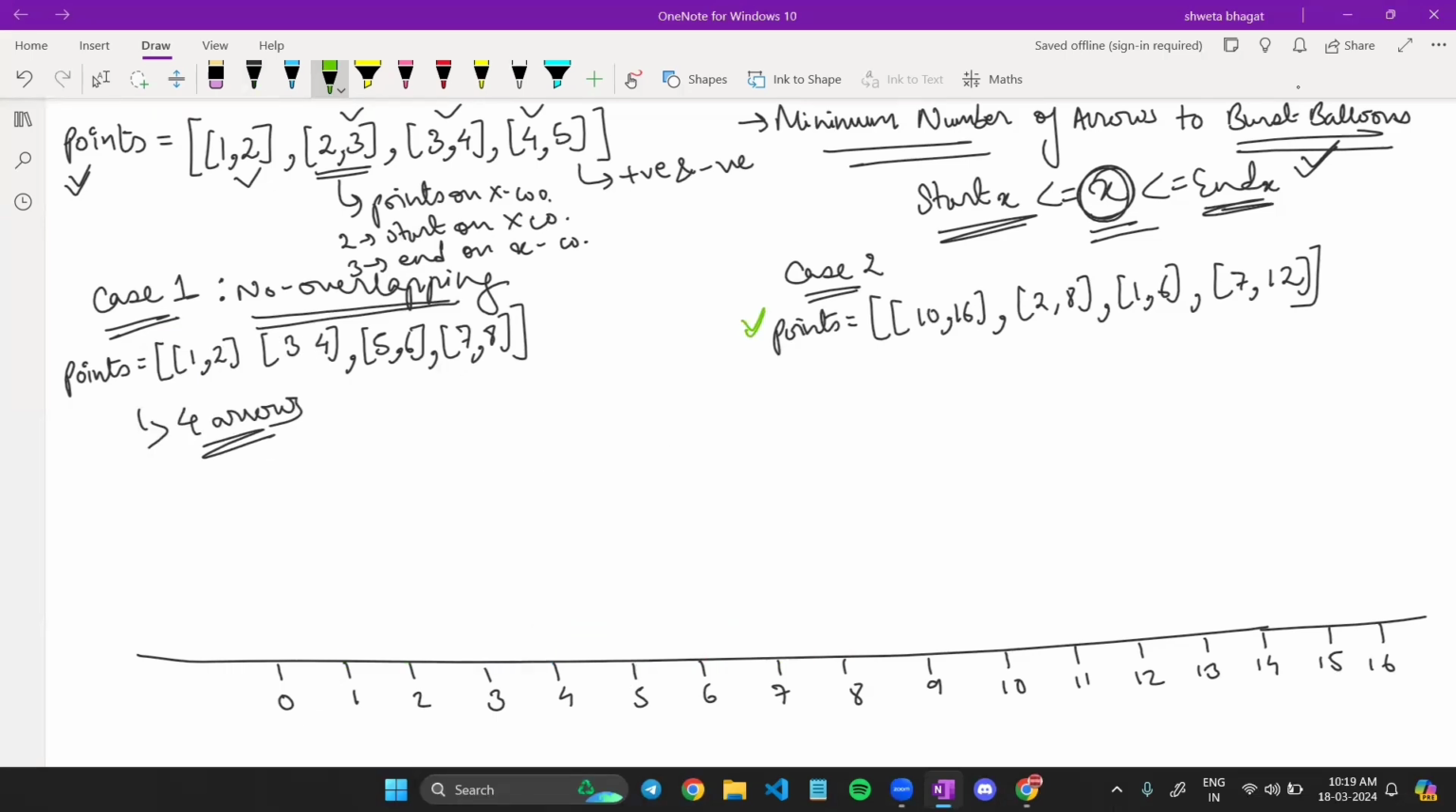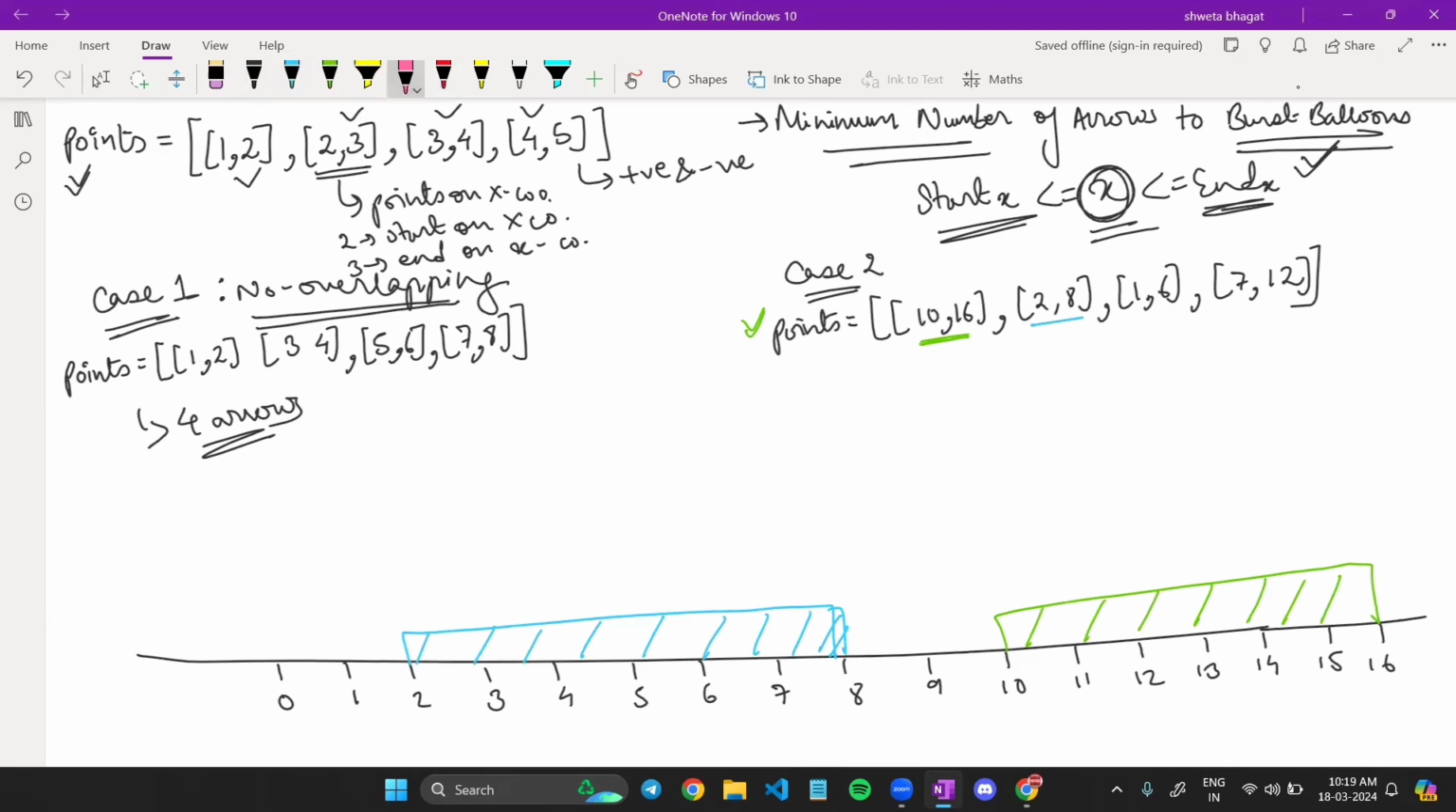So this is the 2D vector given to us in case 2. So let's represent these intervals over the number line, okay? So the first interval is 10 to 16. So it means that our first balloon is from 10 to 16. That is, here is our first balloon, okay? Now let's represent the second balloon. So the second balloon is from 2 to 8. So here is our second balloon, correct? From 2 to 8, right?